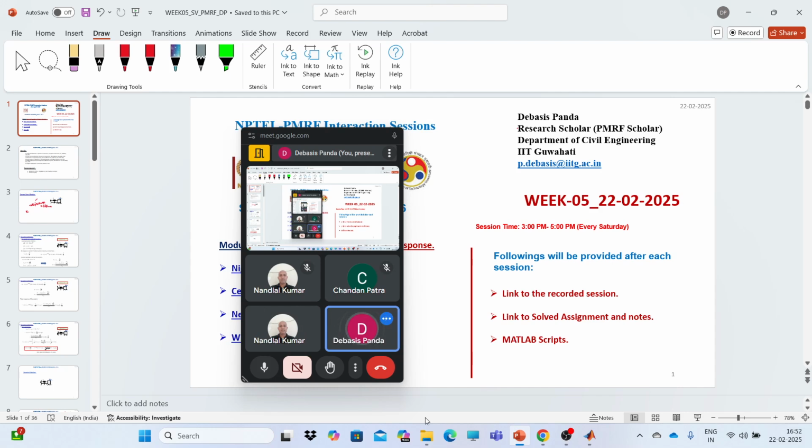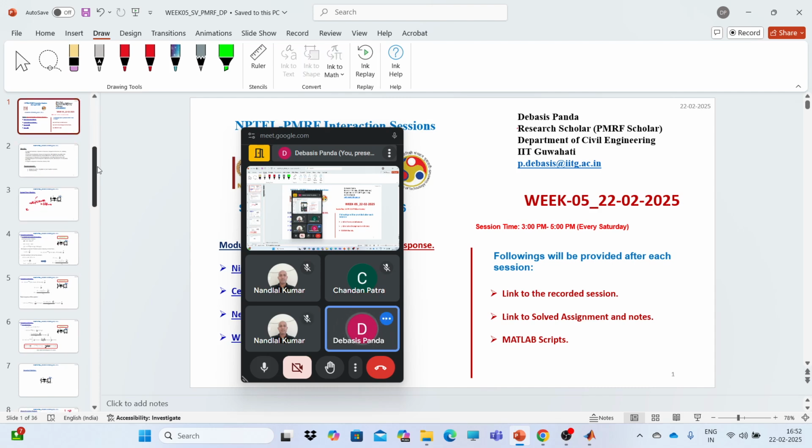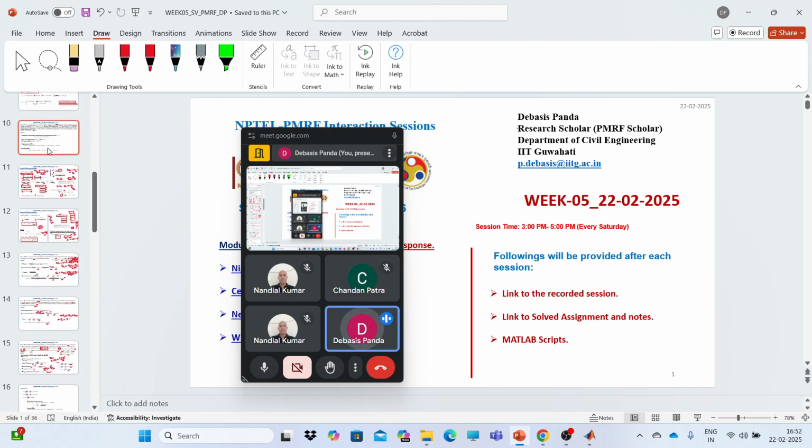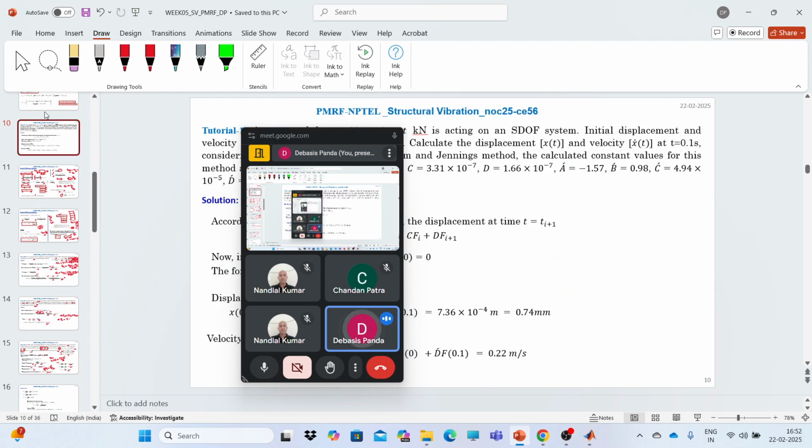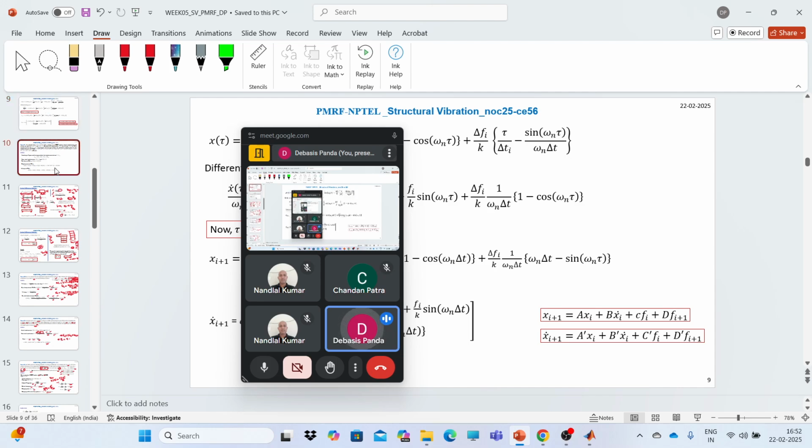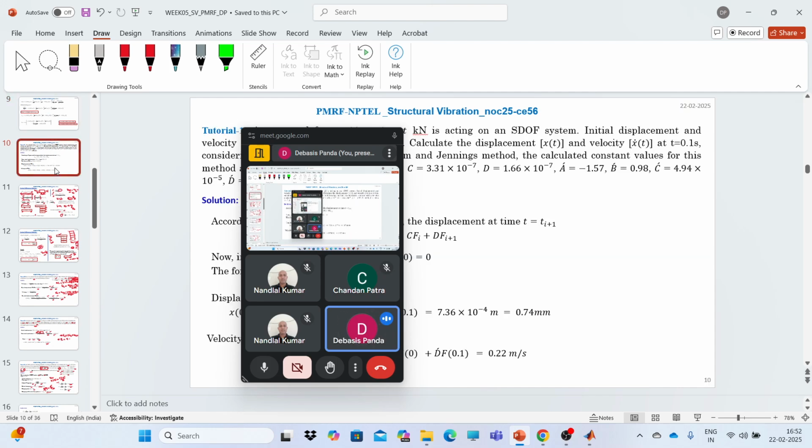Like today, whatever topic I have covered, I solved the assignment first. Like here, Nigam Jennings, we have derived the things, and then we solved it. Okay, I will try to add more assignments, and obviously I will put them in the front. But that problem will remain there.